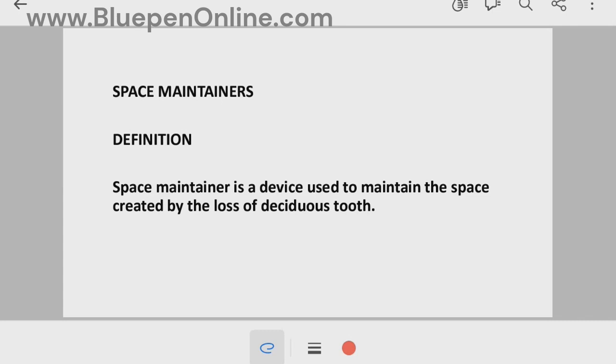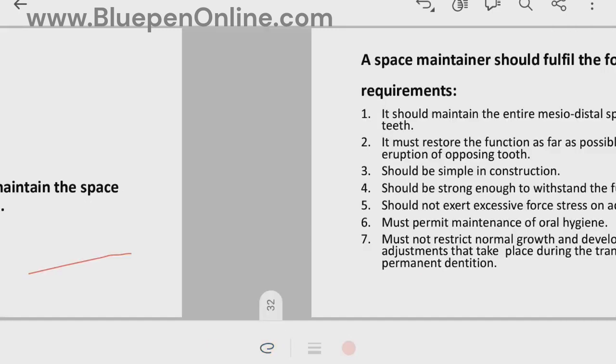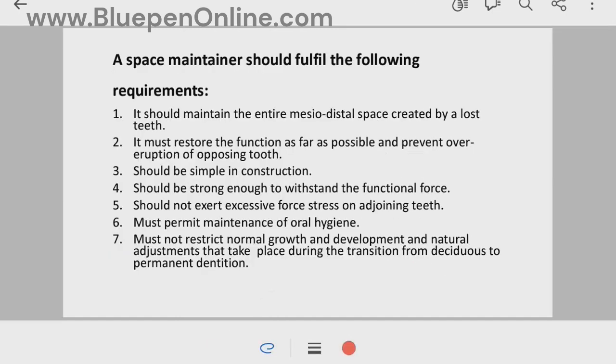Now, there's a space that you have to protect. There you use what? A space maintainer. They should maintain the mesiodistal space created by the lost teeth. They should restore the function as far as possible and prevent over eruption of the opposing teeth.